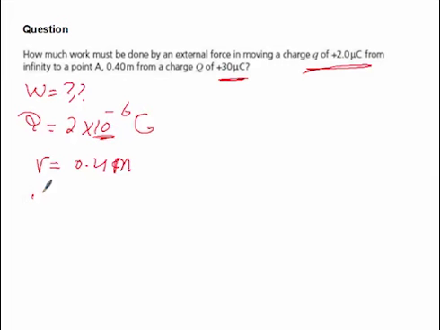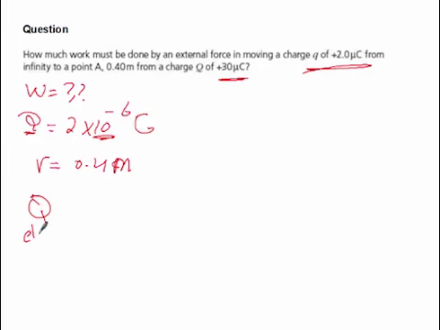The distance is 0.4 meter, and this is an SI unit, no need to convert. So this is our Q. Which Q is this? The Q which is causing the electric field. This is the small q, and this is the big Q, which is causing the electric field.